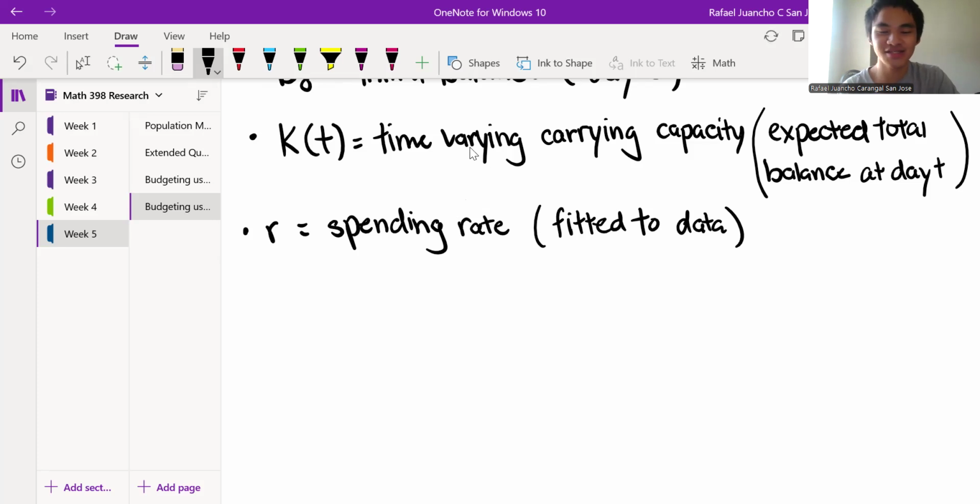But yeah, this logistic model is used for measuring population. So I'm just trying to tweak it, maybe make it something about my budget. But again, still not 100% sure on this idea. So this is my model.